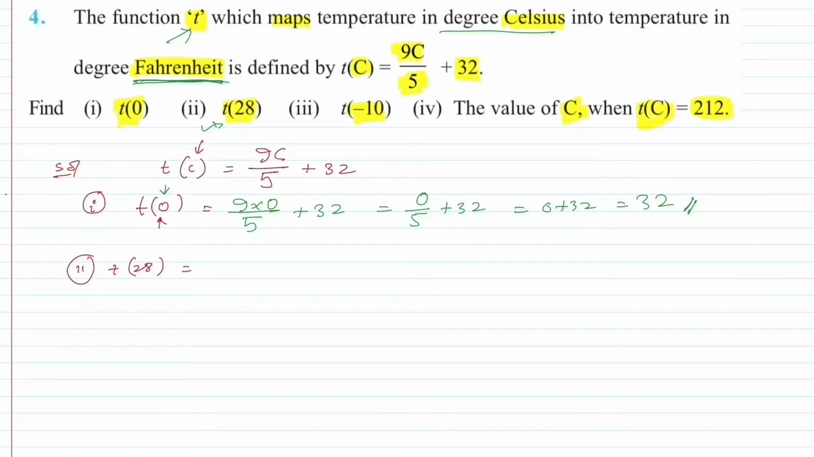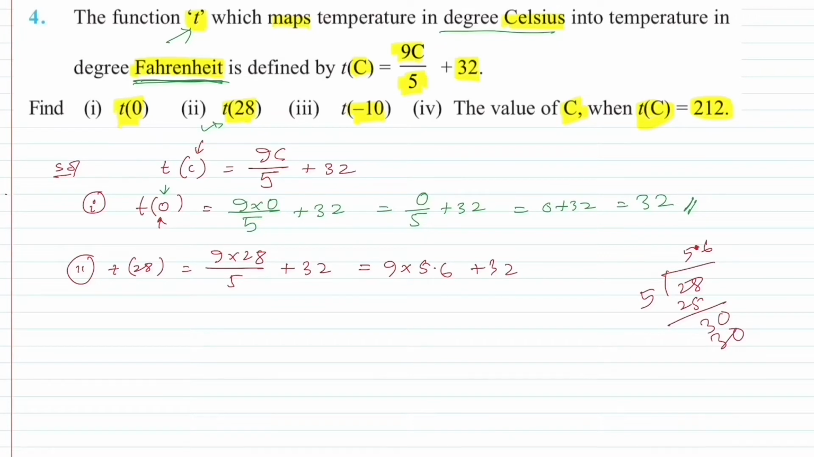T of 28 is going to be equal to 9 into 28 divided by 5 plus 32 again. So if you divide 28 by 5, 5 times 5 is 25, the remainder is 3, and on the decimal it is 30, 5 sixes are 30, so it's going to be 5.6. So 5.6 into 9, 9 into 5.6 plus 32.